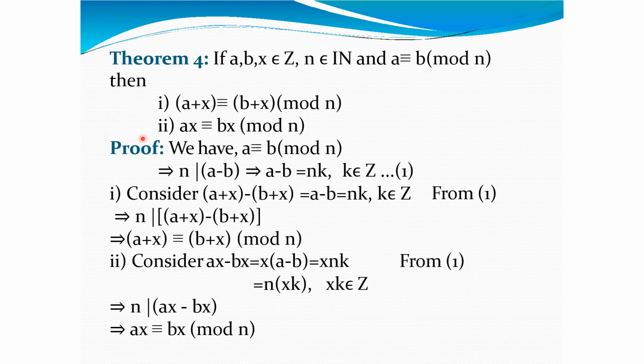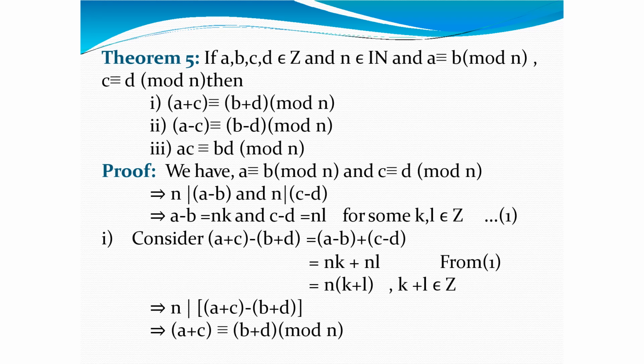Similarly, see the second part, ax congruent to bx modulo n. It means we have to show n divides ax minus bx. So we start with ax minus bx. Taking x common, this is x into (a minus b), which is x into nk. So it is n multiplied by xk. Now as x is an integer and k is an integer, x into k is an integer. So by the definition of divisibility, n divides ax minus bx. This implies by definition of congruence, ax is congruent to bx modulo n.